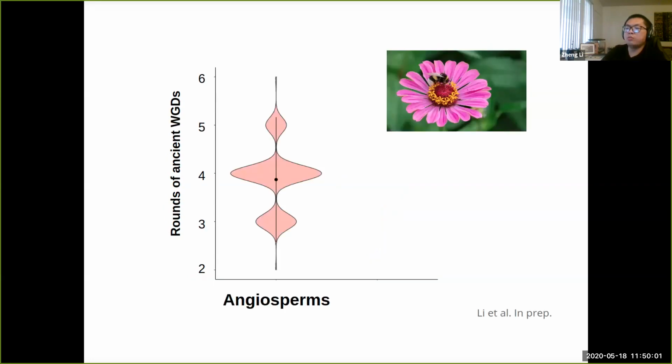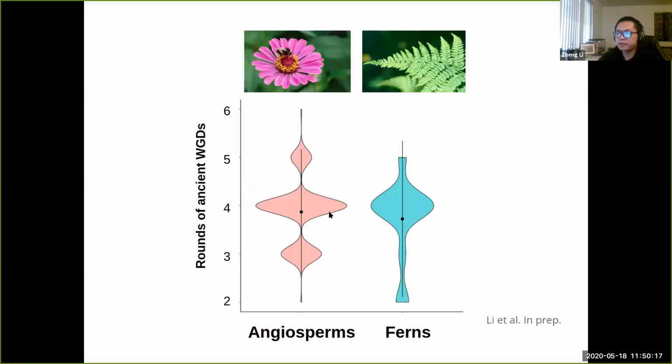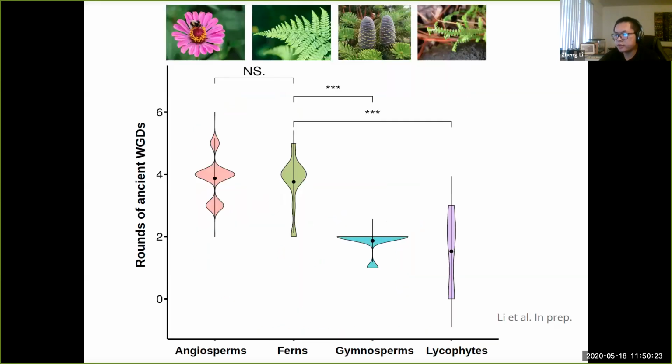And in flowering plants, we also see that the number of rounds of ancient polyploidy on average is about 4. Some go up to 6, and those are mainly in the Brassicaceae, and the one that goes down to 2 is the Amborella. So if you put the fern and angiosperm together, you see the pattern is actually quite similar. And we also include other estimates from gymnosperms and lycophytes, and we compare the distributions. So there's no significant difference between angiosperm and fern, but there are significant differences between fern and gymnosperm, and fern and lycophyte.